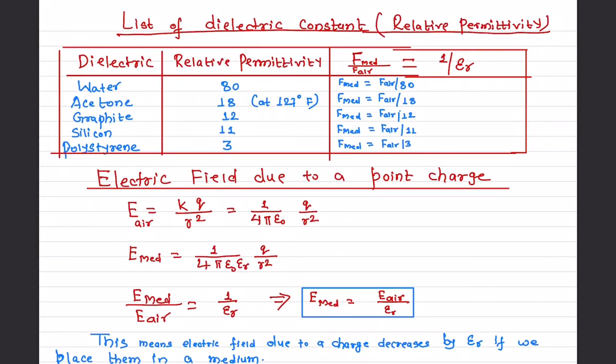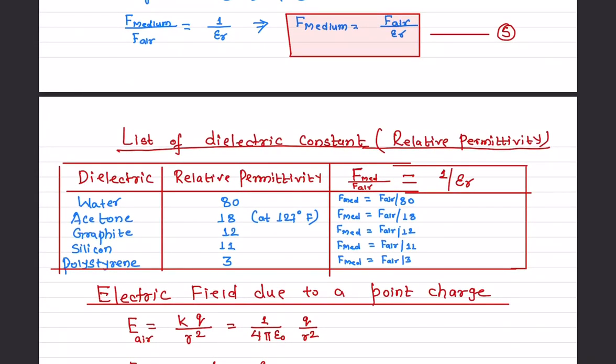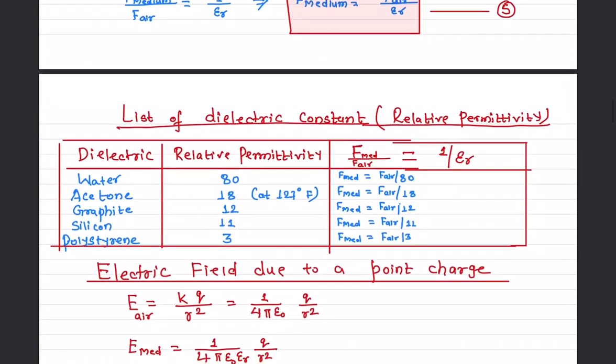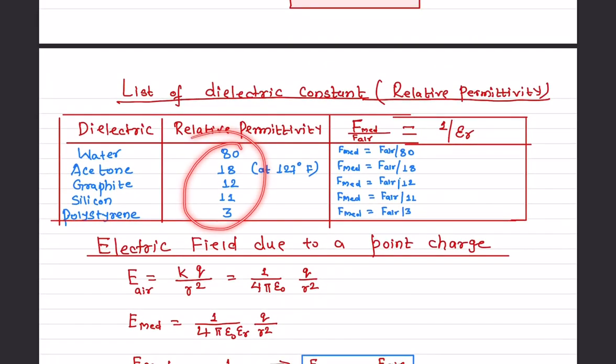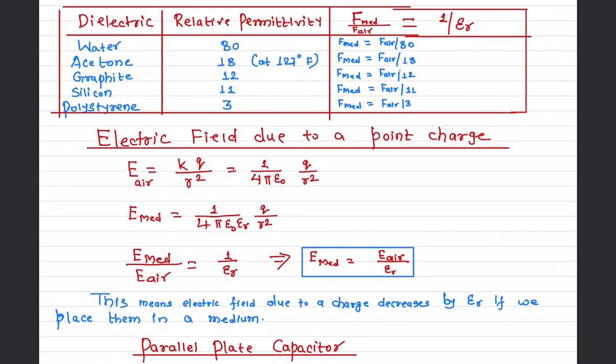That means if you have two charges in air, and again if you put those two charges into the silicon, then the force will be 11 times smaller. That's the significance of the permittivity or the relative permittivity, or in other words, this K value. So the relative permittivity is a material property. It does not change with the charges. It does not have any units. It's just the material property.